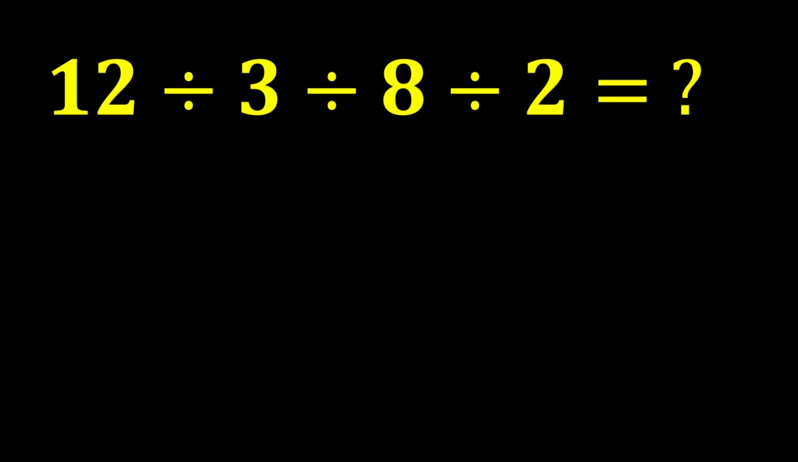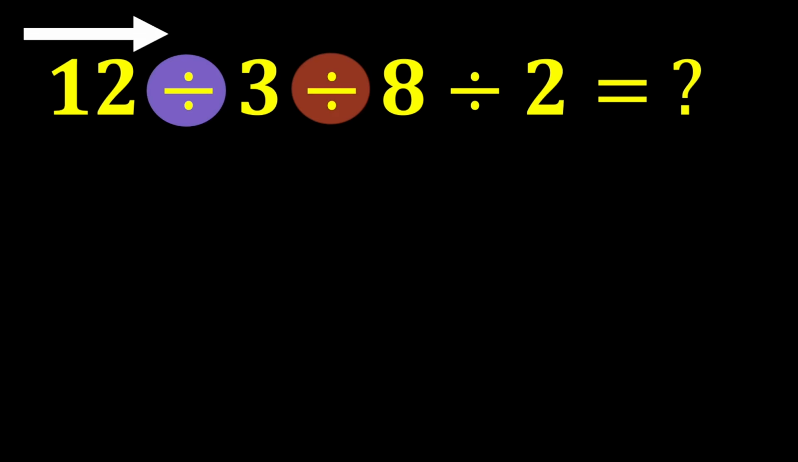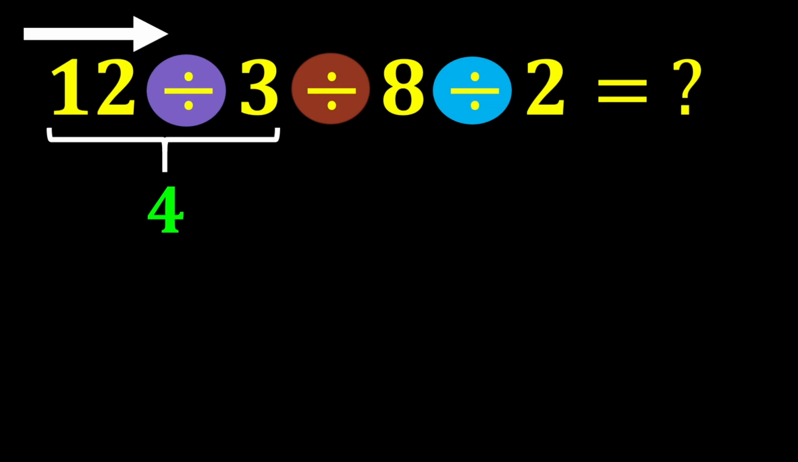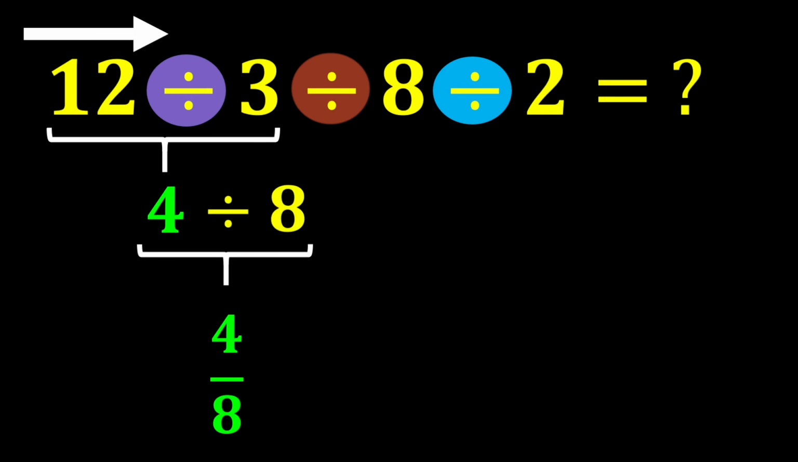In this expression, there is more than one division, and since divisions have equal priority, we move from left to right and perform the divisions in order. First this division, then this division, and finally this division. 12 divided by 3 gives us 4. Then, 4 divided by 8 gives us 4 over 8. Now, if we simplify the numerator and the denominator of this fraction by 4, the fraction becomes 1 over 2. In the end, we need to calculate 1 over 2 divided by 2.